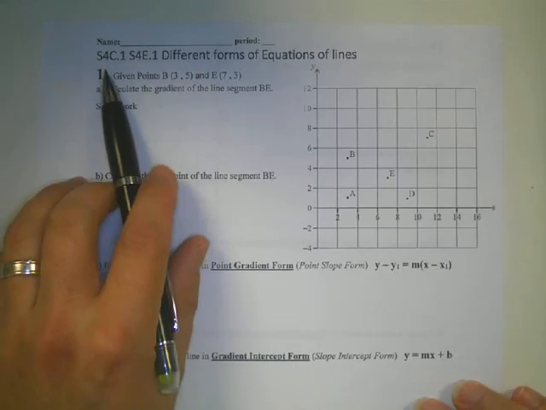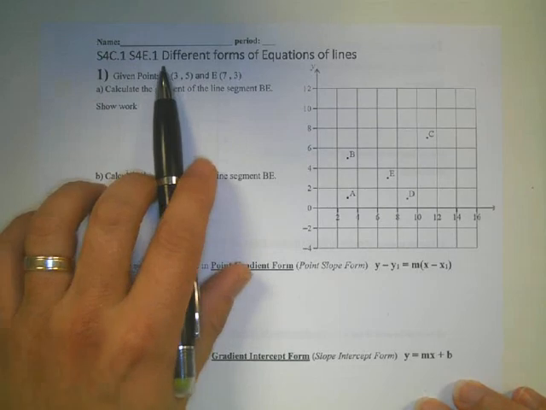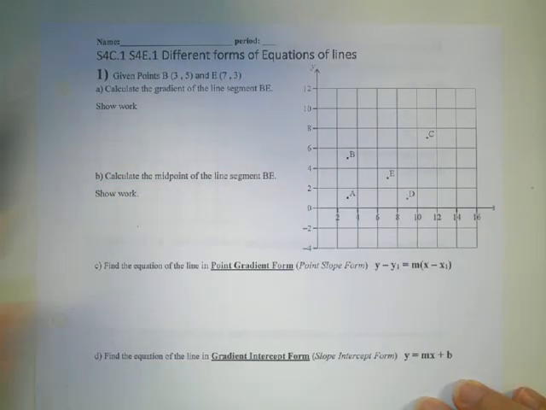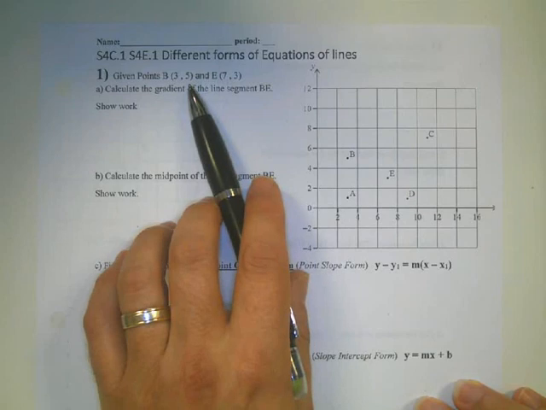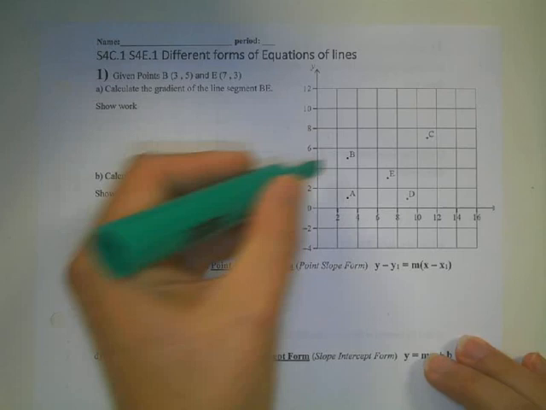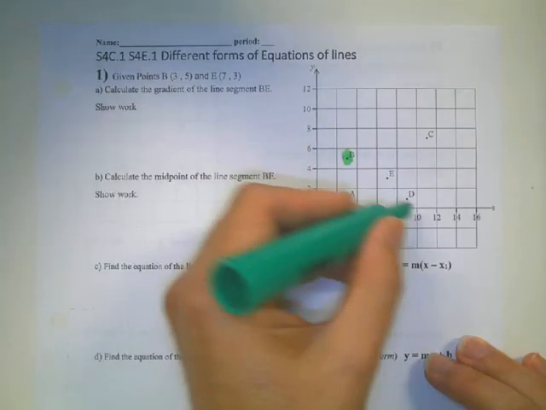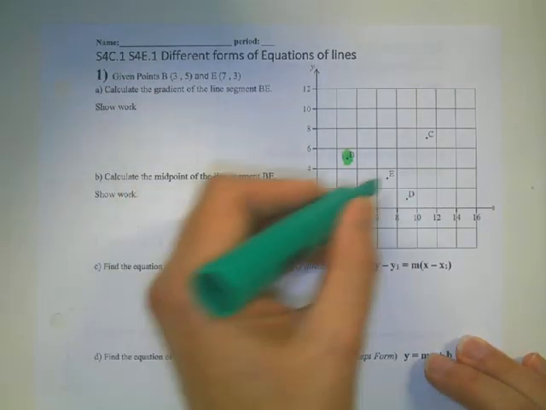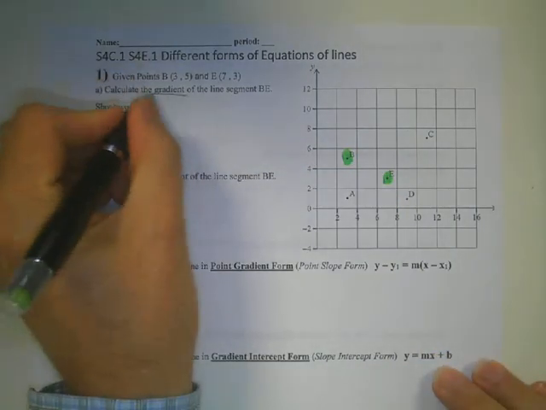Okay, we're going to talk about S4C.1, S4E.1, different forms of equations of lines. So we've got 2 points here. B is 3, 5. There's B right there. And E is 7, 3 right there. So we want to find the slope. Gradient means slope.